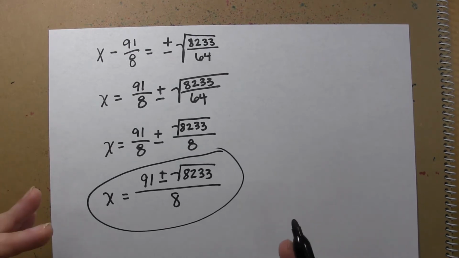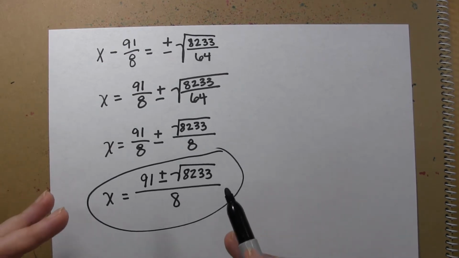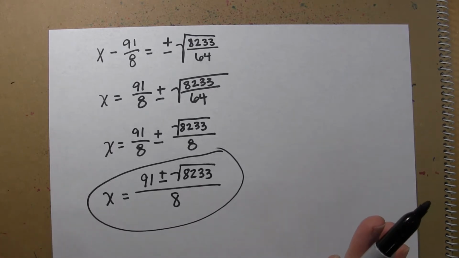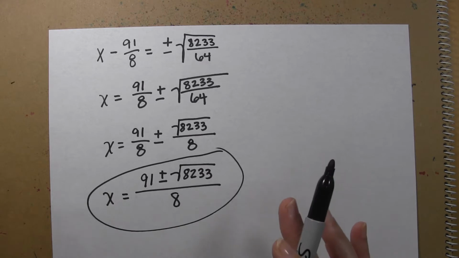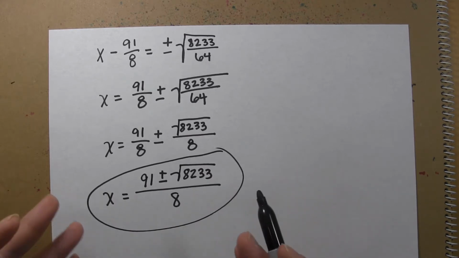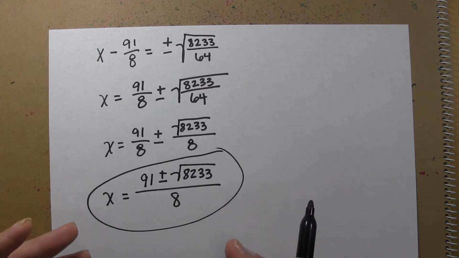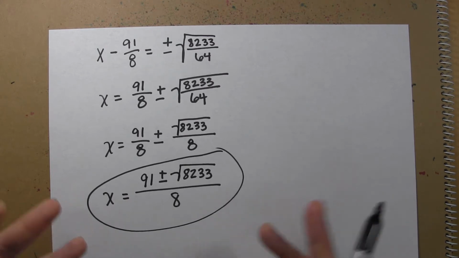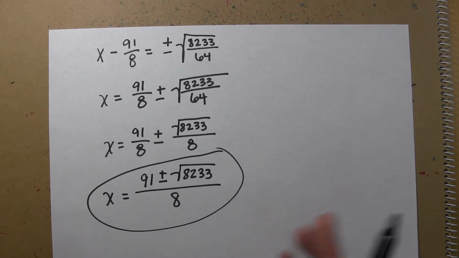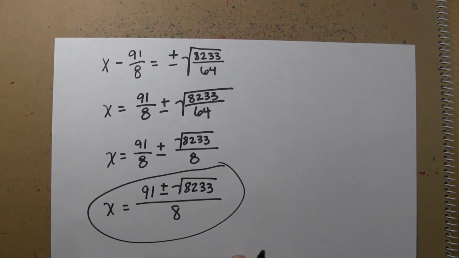So, yes, those are ugly numbers. No doubt about it, right? But it would be even worse if we were trying to figure out according to the quadratic formula. We would get the same answer, but it would be harder because we would have more stuff that we had to do. So that is the purpose of completing the square.